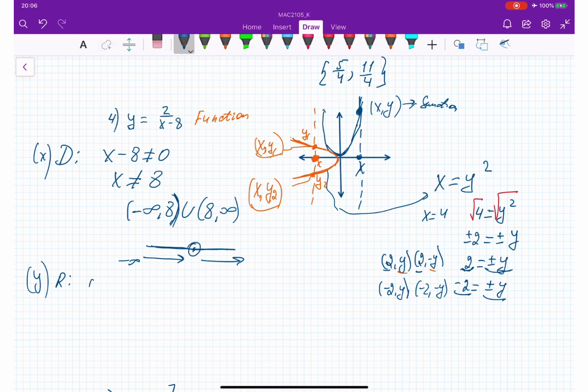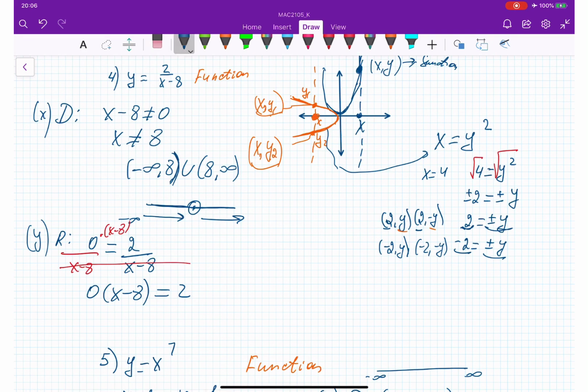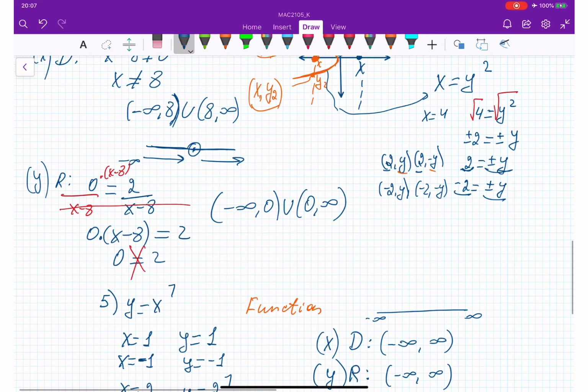So 0 is equal to 2 over x minus 8, which means 0 times x minus 8 is equal to 2. Where from did I get this? I'm bringing to common denominator x minus 8, and here is times x minus 8, right? So I can drop this and get 0 times x minus 8 equals 2. So 0 times any term is going to give you 0, which cannot equal 2, which cannot happen. This is why range is going to be any value but 0. So from here, negative infinity to 0 and 0 to positive infinity. And that will be your range.